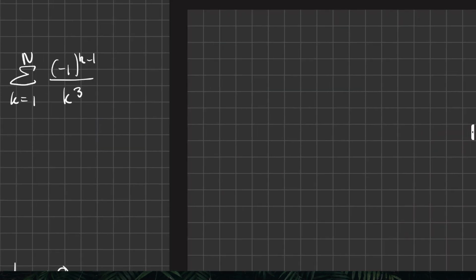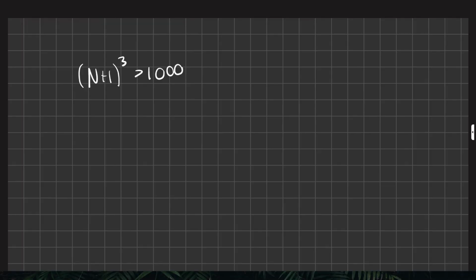Okay, so where are we at now? We have that n plus 1 cubed is greater than 1,000. So this is what we're trying to satisfy. So if n just equals 10, what do we get? We have 10 plus 1 cubed equals 11 cubed, which is greater than 1,000.